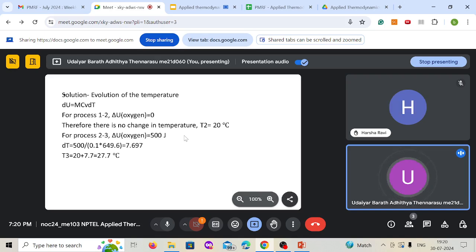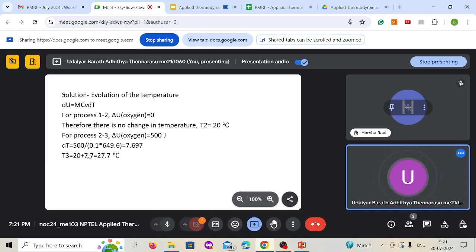So how is the temperature changing? Initially in oxygen there is no internal energy change, so the temperature is also not changing. But in process 2 to 3, because the container came to a hard stop, the internal energy possessed by the system went into raising the internal energy of the oxygen. So the oxygen raises its temperature. Now it gets energy, so it will raise its temperature.